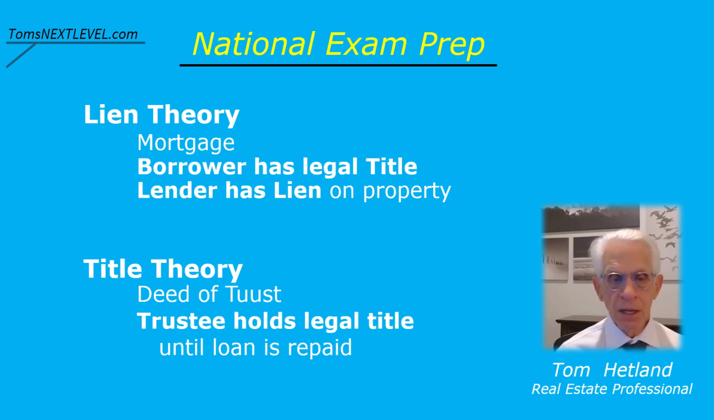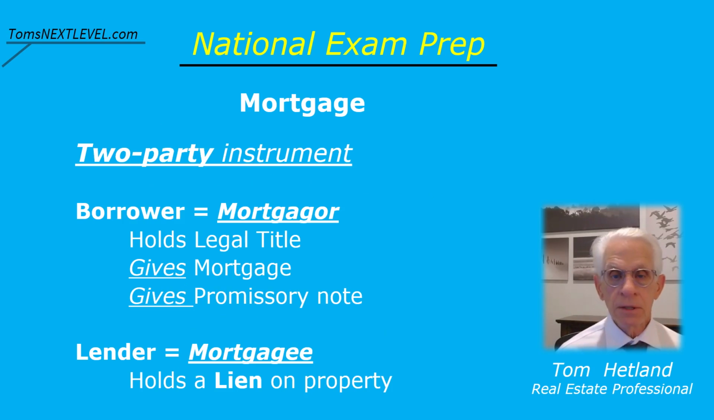In a lien theory state, the borrower has legal title, but the lender puts a lien on the legal title. In a title theory state, the borrower doesn't get title to the property. A trustee holds the title until the loan is paid off, and then the borrower gets legal title. In lien theory states, borrowers use a mortgage to borrow money.